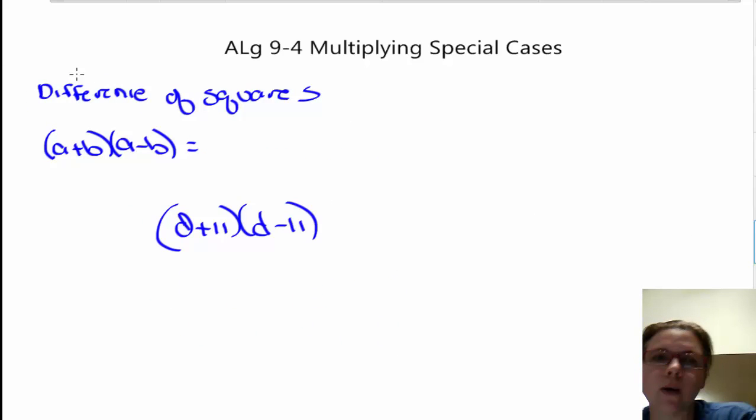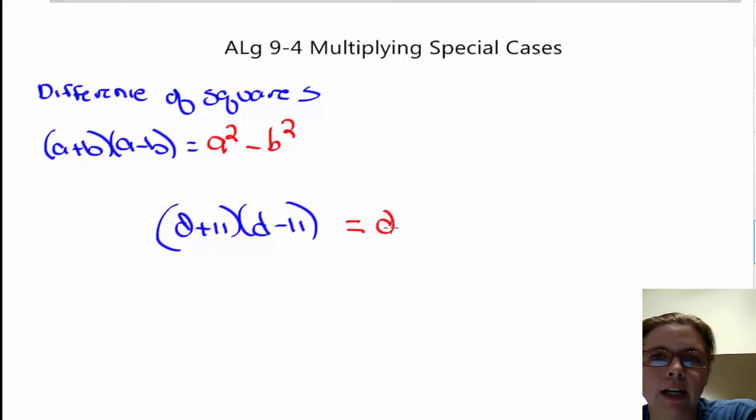Now the difference of squares: if you have (a plus b) times (a minus b), what you're going to end up with is a squared minus b squared. So if you have (d plus 11) and (d minus 11), your final answer is going to be d squared minus 121, which is what 11 squared is.